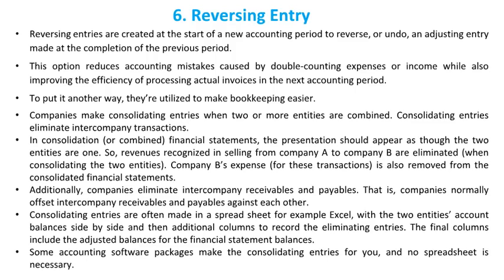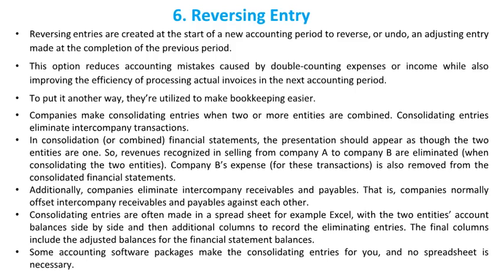Companies make consolidating entries when 2 or more entities are combined. Consolidating entries eliminate intercompany transactions. In consolidation, or combined, financial statements, the presentation should appear as though the 2 entities are one. So, revenues recognized in selling from Company A to Company B are eliminated when consolidating the 2 entities. Company B's expense, for these transactions, is also removed from the consolidated financial statements. Additionally, companies eliminate intercompany receivables and payables. That is, companies normally offset intercompany receivables and payables against each other.